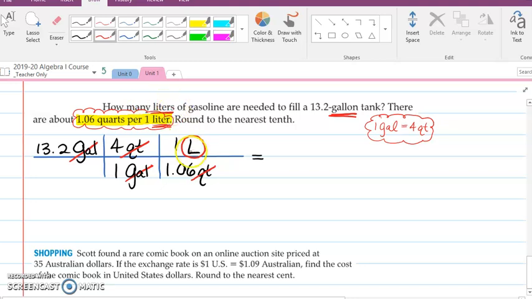How many liters? I'm going to figure out how many liters. 13.2 times 4 gives me 52.8. 1 times 1.06 is 1.06. And when I divide them, 52.8 divided by 1.06, I get 49.8 liters.